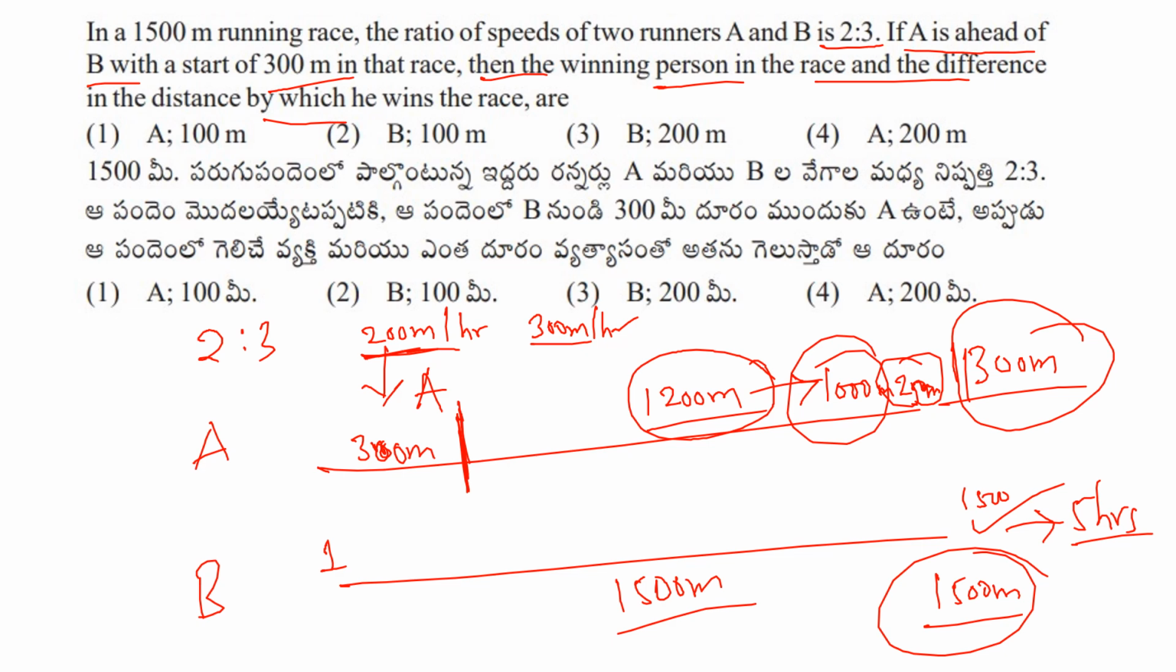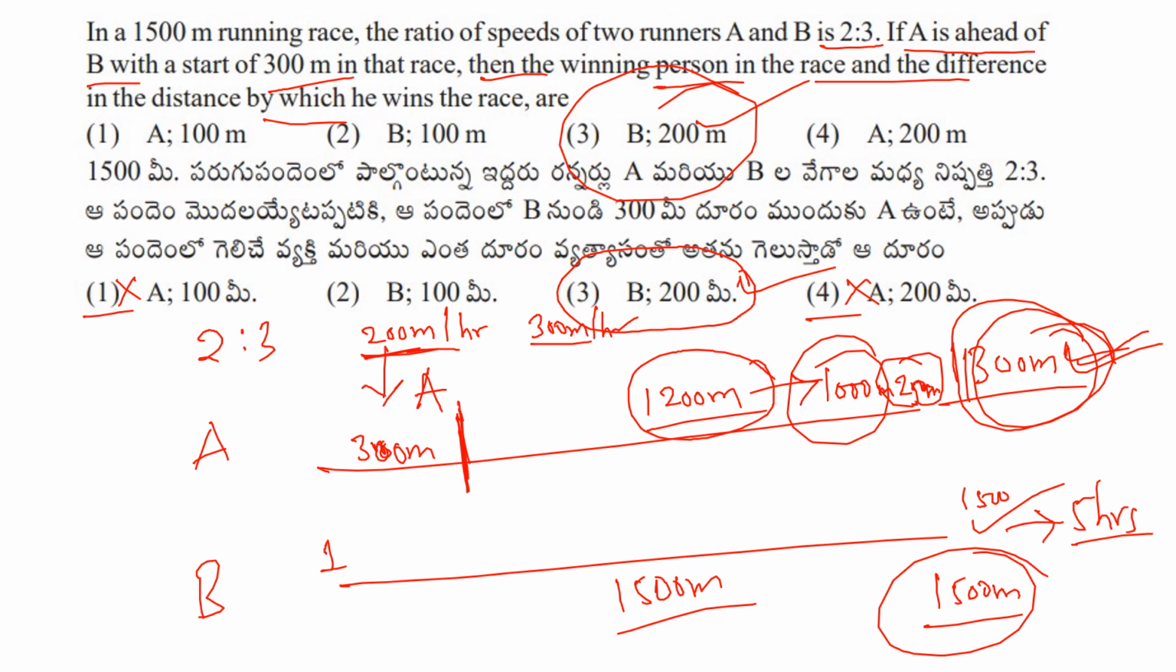So here we have options, right? A with 100 meters or A with 200 meters. We can cancel these two. Then you have to find B with 100 meters or 200 meters. You can see clearly 1300 meters means 200 meters left, right? B is ahead of A by 200 meters. So here B with 200 meters is the answer. Option 3 is the answer here. Got it? B with 200 meters is the answer. I hope you understand the logic, right?